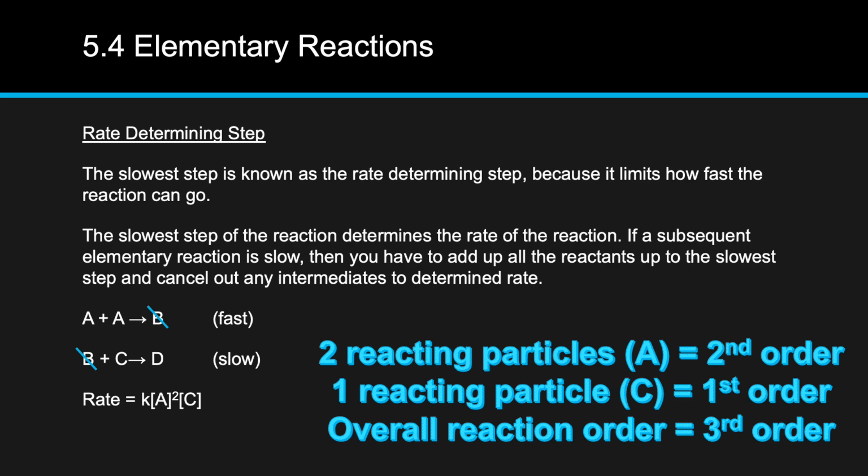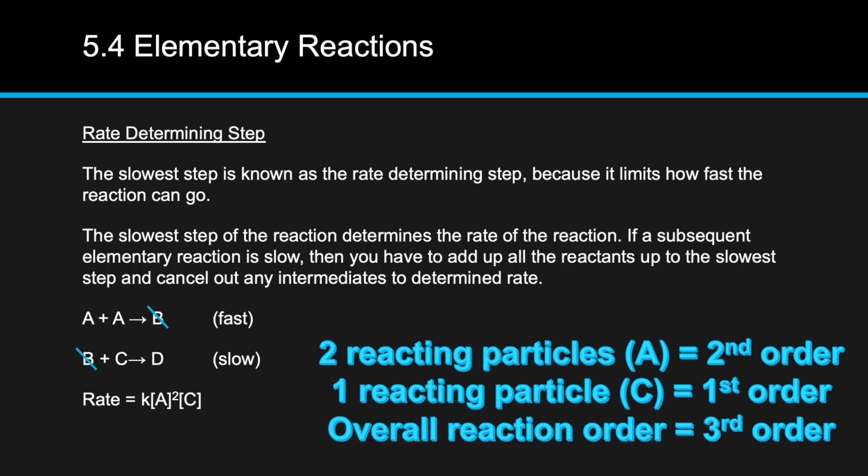If the slow step is not the first step, you have to combine all of your elementary steps up to and including the slow step, and then you have to eliminate your intermediates. So in this mechanism shown, the first step forms an intermediate and is fast, while the second step is slow and involves the intermediate reacting with C.